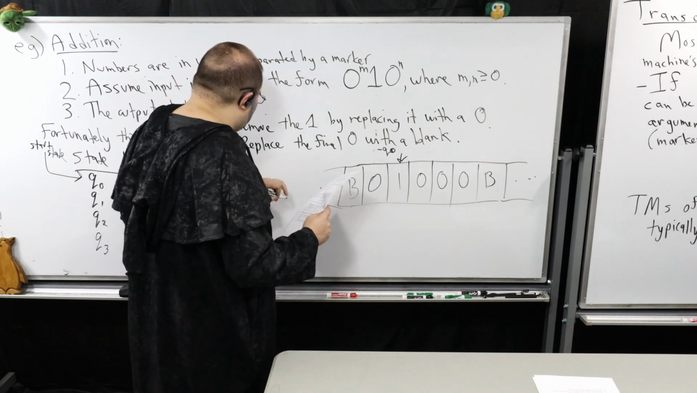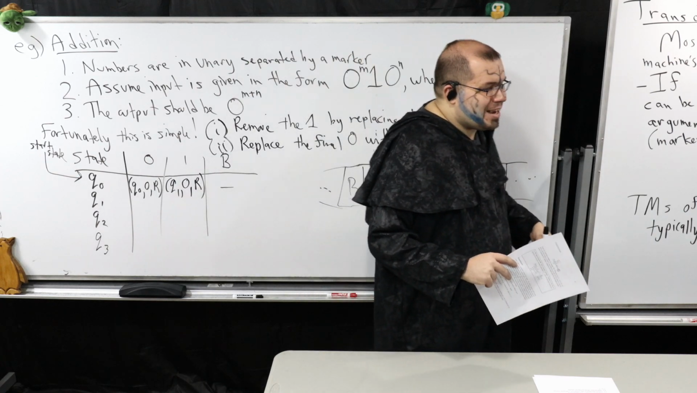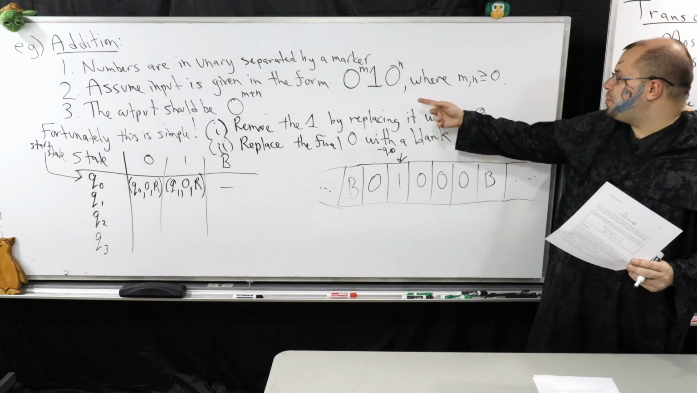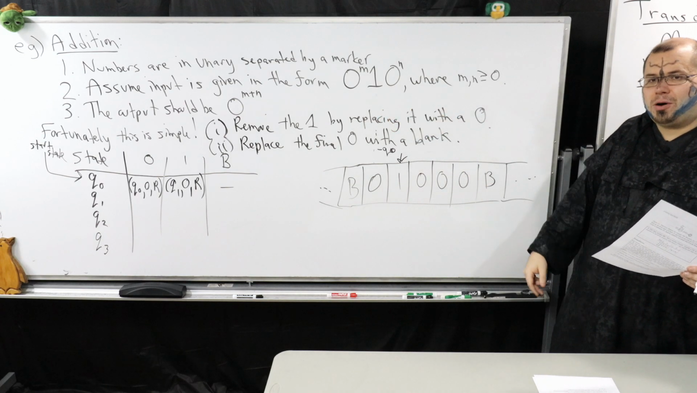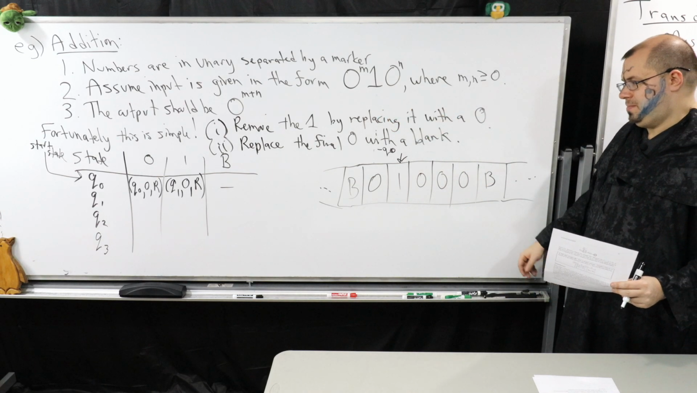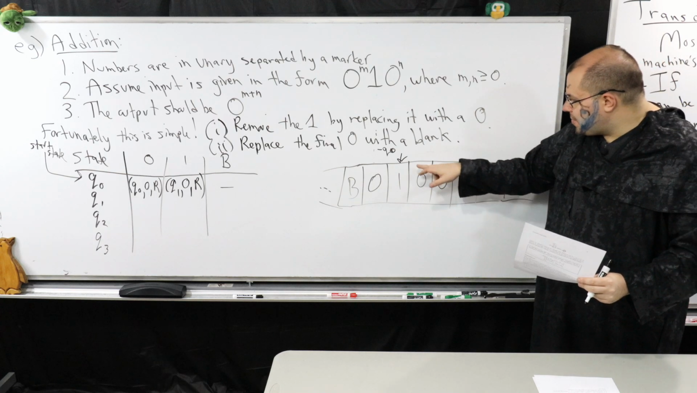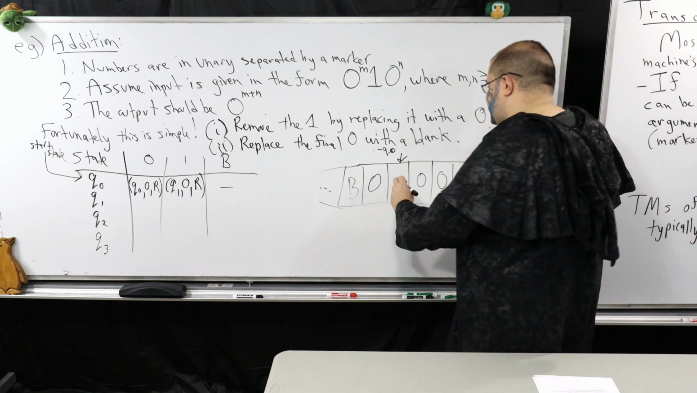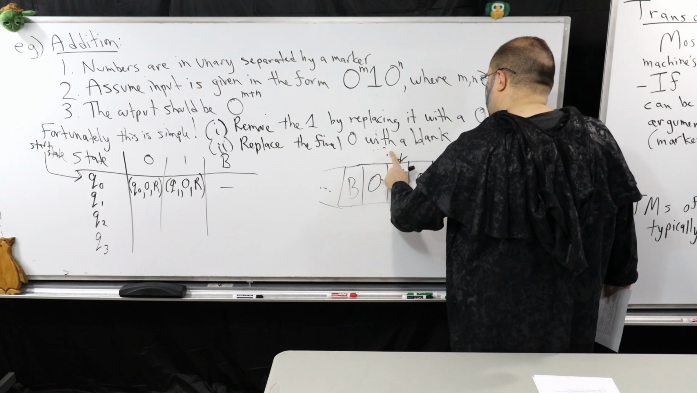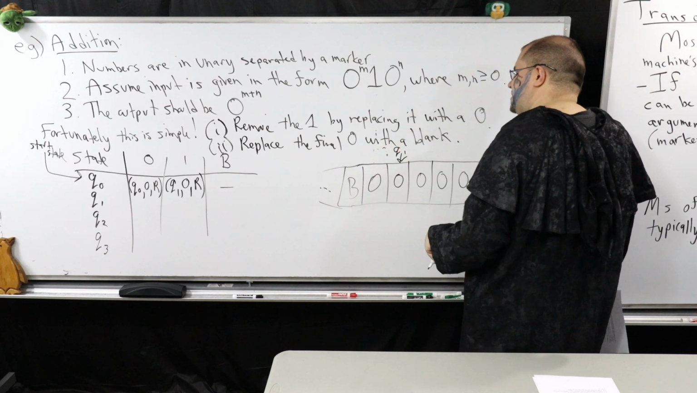And I don't have to worry about the blank at all, because I can guarantee you, because of the way the input is given to me, that I will always see this 1. This 1 will always be there. So when I read this 1, I'm going to turn this into a 0. And then it's going to become, so it's in state Q1.